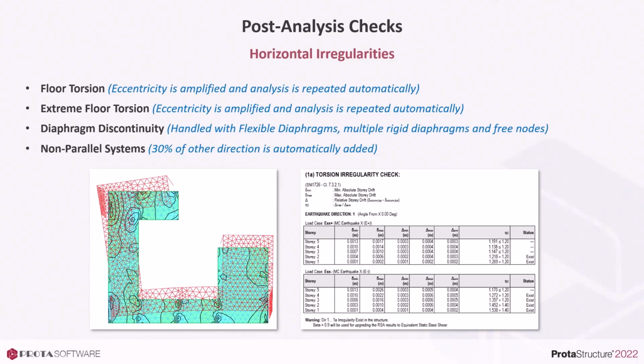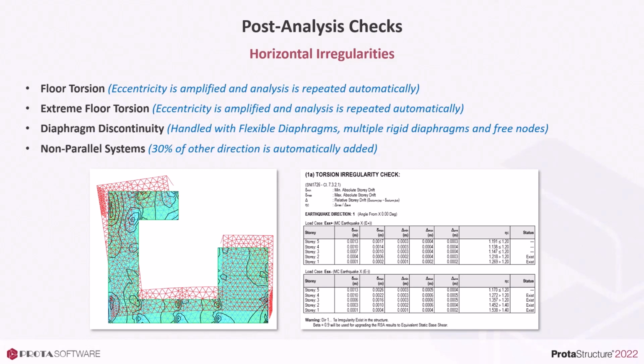Diaphragm discontinuity must be detected by the engineer. However, ProtaStructure provides the necessary tools to handle the cases where the rigid diaphragm assumption is not valid. ProtaStructure will check the slab discontinuities and exclusions and decide on the multiple rigid diaphragms and free nodes on a floor level. Besides, flexible diaphragms can also be used where the rigid diaphragm assumption will not be valid and in-plane stresses need to be evaluated.